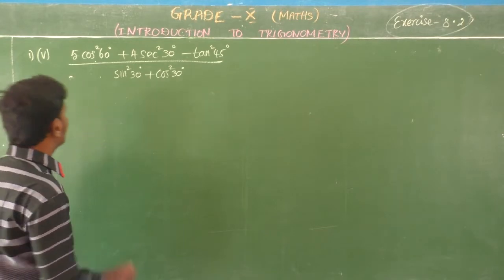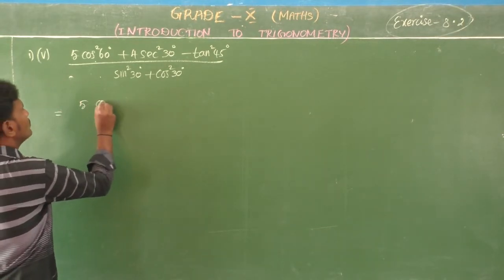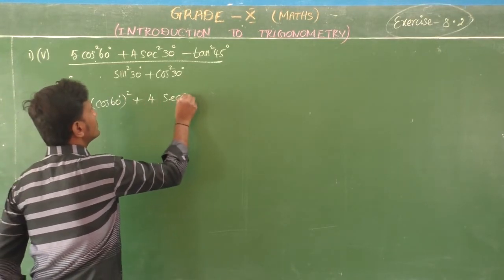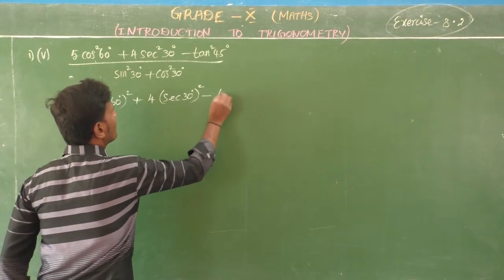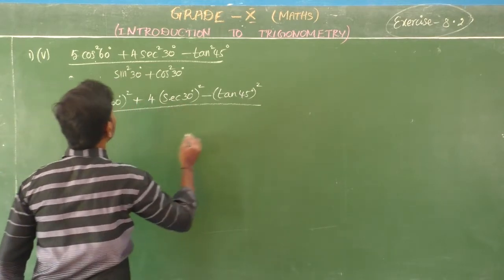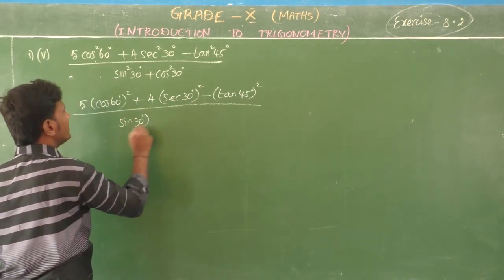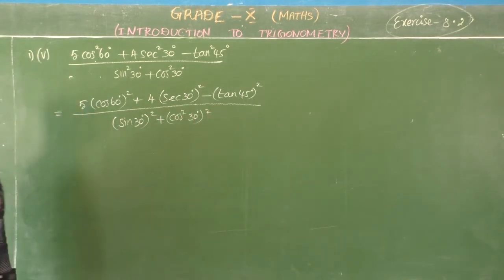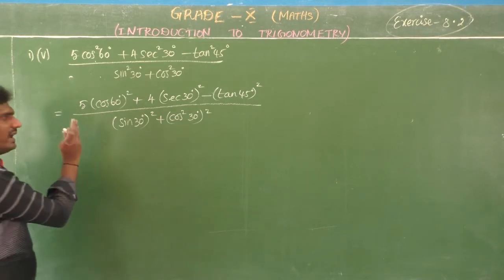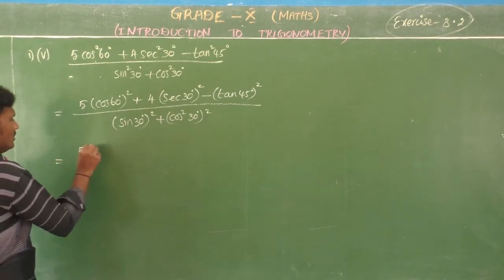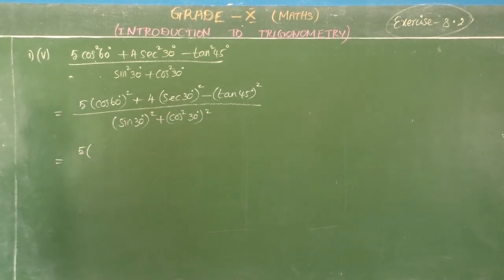Okay, yes. Now which is equal to 5 into (cos 60 degree) the whole square plus 4 into (secant 30 degree) the whole square minus (tan 45 degree) the whole square, the whole divided by (sin 30 degree) the whole square plus (cos 30 degree) the whole square. Okay students, if you want to write this step, write, otherwise directly you have to substitute. That is your wish. Okay, yeah. Now 5 into, do you know the value of cos 60? So cos 60 is equal to 1 by 2.